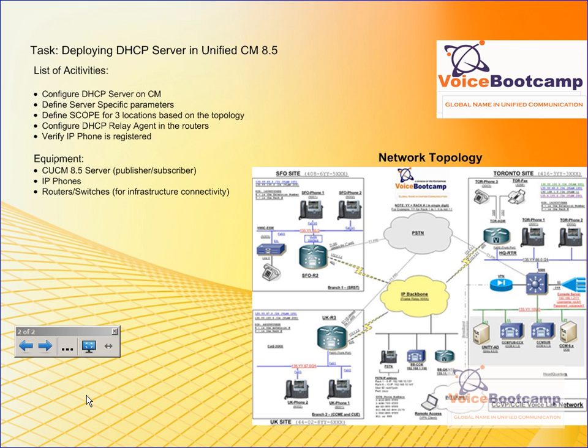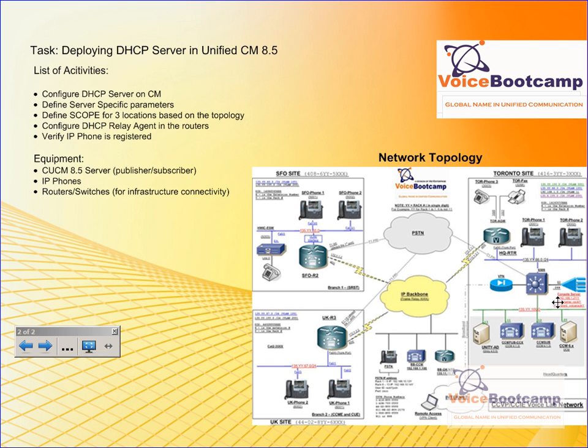Then we have to create 3 different scopes, one each for each location: HQ, Site B, and Site C. Once we have configured the necessary parameters for each scope, we will then go ahead and configure the DHCP relay agent. Now, based on our previous lab, auto registration is enabled in the Call Manager. Therefore, the phone should obtain an IP address and start registering to Call Manager.